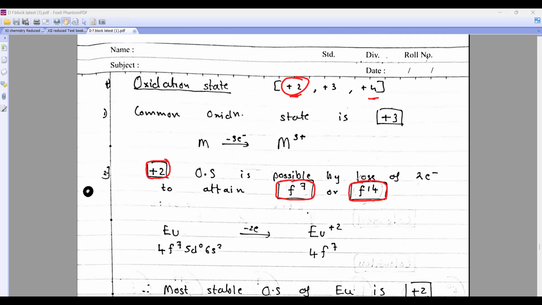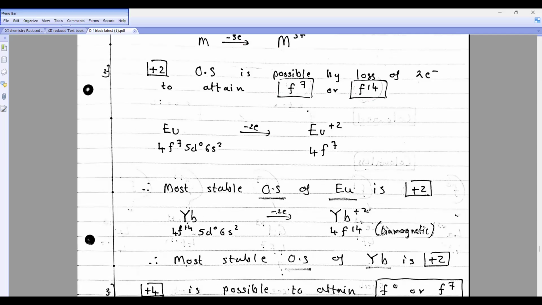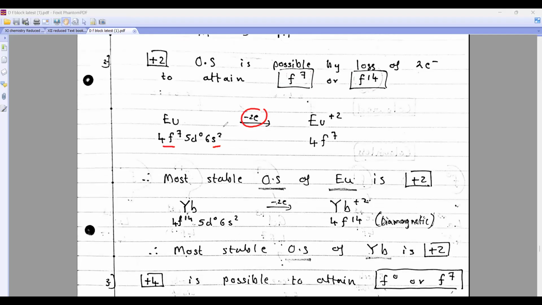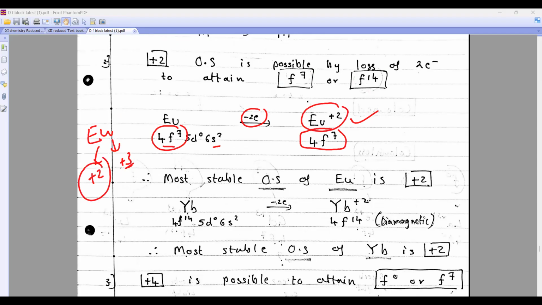You have to remember only 2 examples. Which are the 2 examples? You will have to learn this by heart. Which are the 2 examples where f7 and f14 can be attained? Europium and ytterbium. Can you see? Europium was 4f7, 6s2. It loses 2 electrons, so I get exactly 4f7, or not? If it gets the opportunity to become +2 or +3, which one is most stable? The common oxidation state is +3, but because of f7 here, +2 is the most stable. So I have written that the most stable oxidation state of europium is +2.